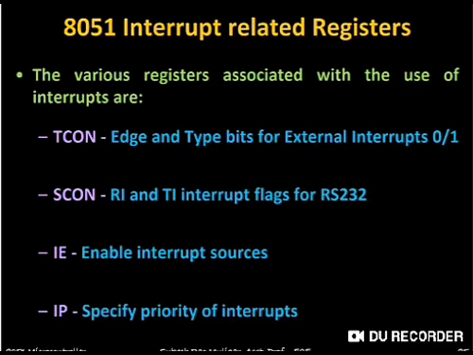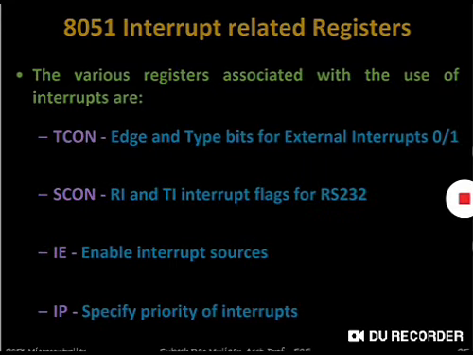Coming to the interrupt related registers, there are different registers associated with the interrupt. One is the TCON register, where you can adjust the edge or type of trigger for external interrupt 0 and 1. Another is SCON, which has the interrupt flags for RI and TI. Another is the IE register, which is the interrupt enable register. This is a very important register, whose main job is to control the entire interrupt. Another is priority assignment, called the IP register. All these are 8-bit registers which are used to control the interrupt.